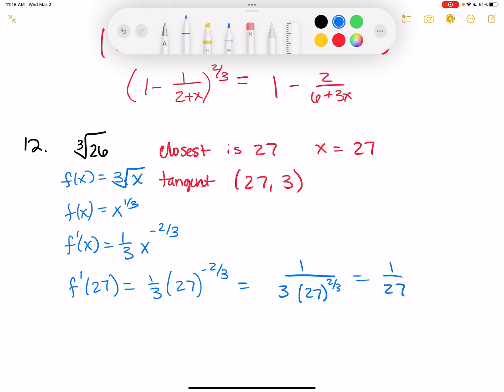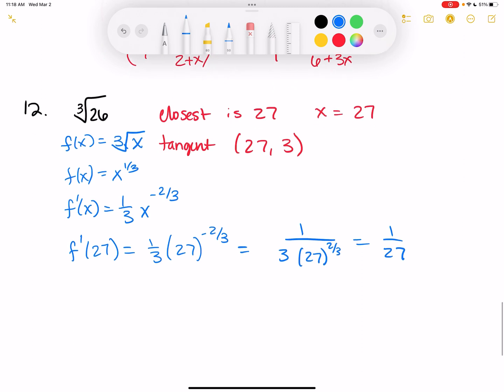I have no idea. Hey Siri, what's 27 times 27? 27 times 27 is 729. Yes.